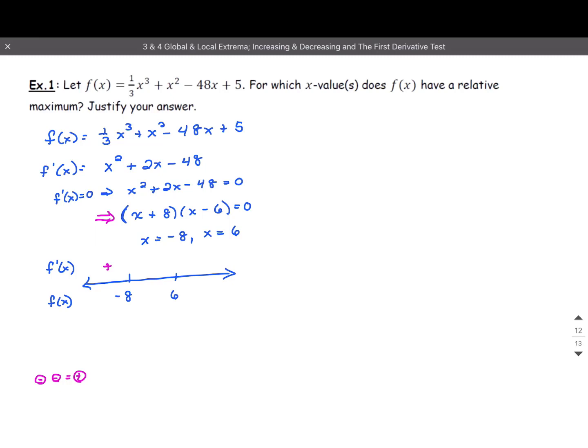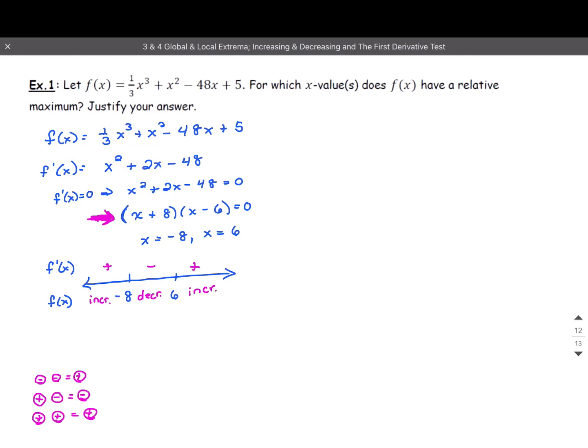Now, if I pick a number between negative 8 and 6, like 0, and plug it into that same factored form, 0 plus 8 is positive, 0 minus 6 is negative, and if I multiply them, that's a negative number. Then we pick a number bigger than 6, say 100: 100 plus 8 is positive, 100 minus 6 is positive, so their product is positive. Now, if my derivative is positive, that means my function is increasing. If my derivative is negative, my function is decreasing.